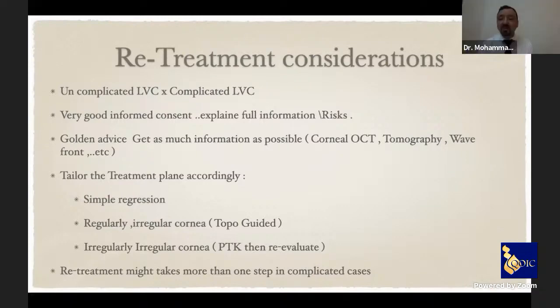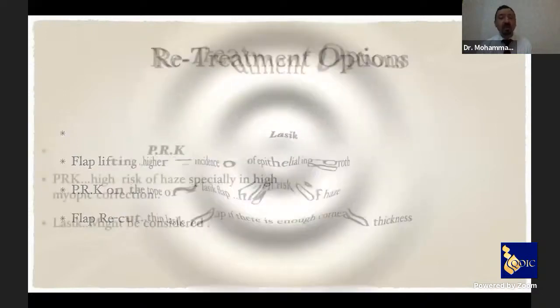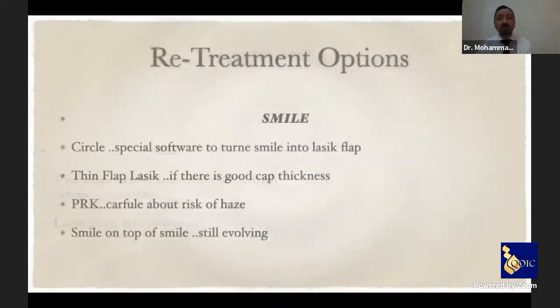Treatment might take more than one step in complicated cases. Just a quick reminder, for LASIK we have some options for retreatment. Either we can do a new flap or we can lift the old flap, keeping in mind the higher incidence of epithelial ingrowth. PRK on top of a LASIK flap, we need to be careful about the haze. And for PRK, we can repeat the PRK with special attention to haze, or we can do LASIK also.